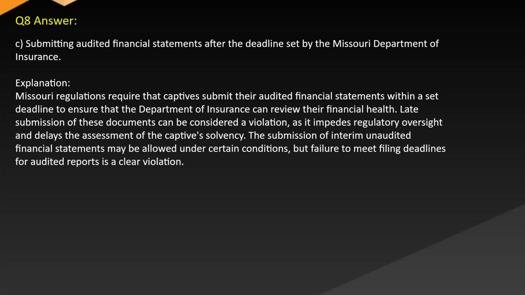Answer. C. Submitting audited financial statements after the deadline set by the Missouri Department of Insurance. Explanation. Missouri regulations require that captives submit their audited financial statements within a set deadline to ensure that the Department of Insurance can review their financial health. Late submission of these documents can be considered a violation, as it impedes regulatory oversight and delays the assessment of the captive's solvency. The submission of interim unaudited financial statements may be allowed under certain conditions, but failure to meet filing deadlines for audited reports is a clear violation.